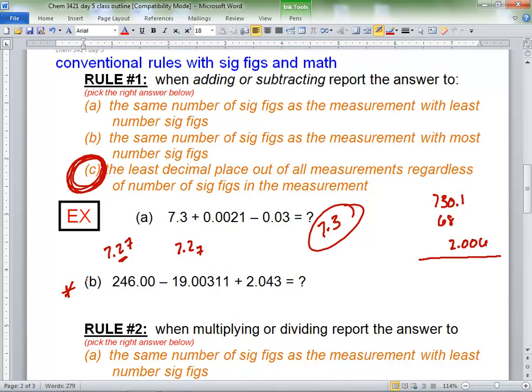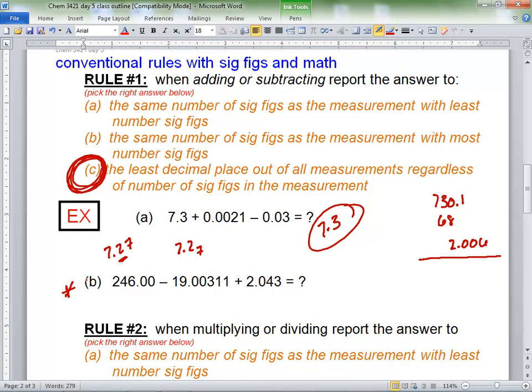Brad, what'd you get? 229. It's because those two zeros are written in the first one. All right. So those two zeros are single?